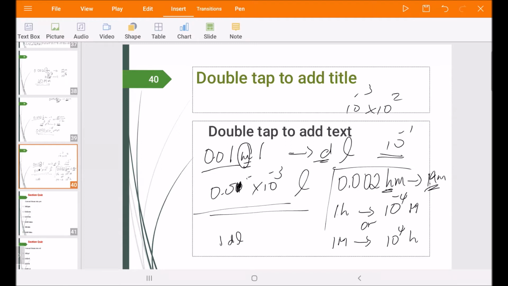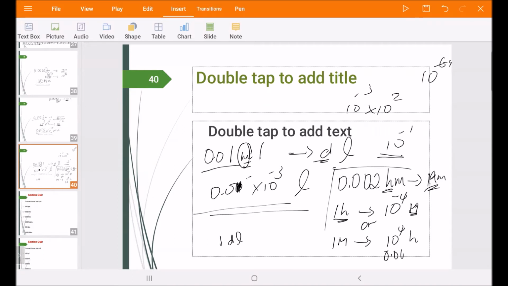So hecto is 10 to the power of 2, no? Mega is 10 to the power of 6, right? Minus 4 gives 10 to the power of 3, right? Or, in other words, you can express this also as 1 mega equals 10 to the power of 4 hecto.